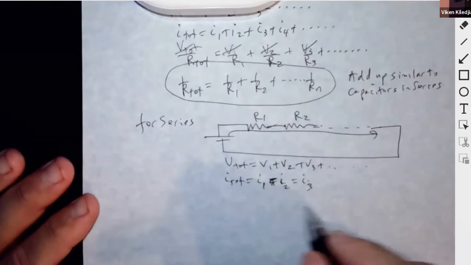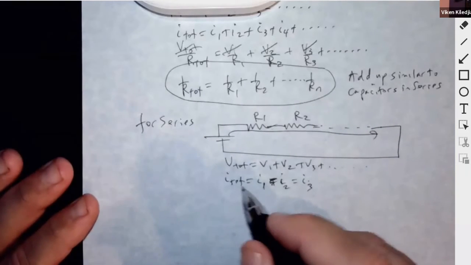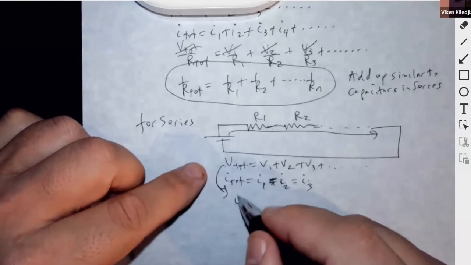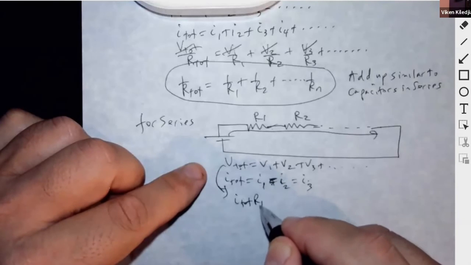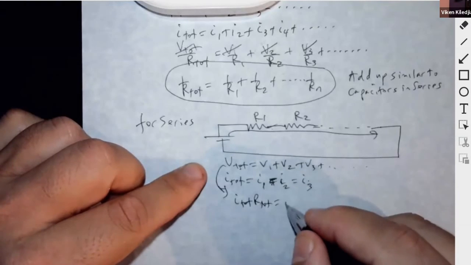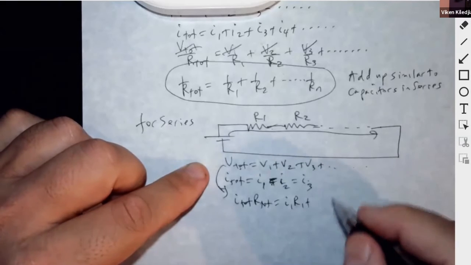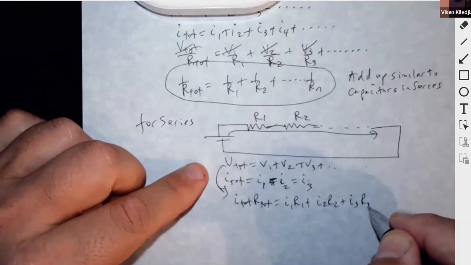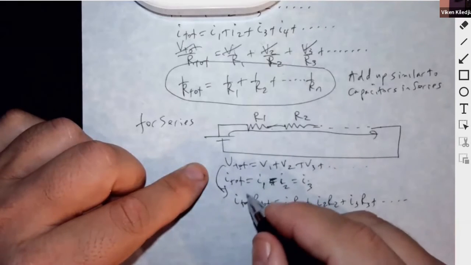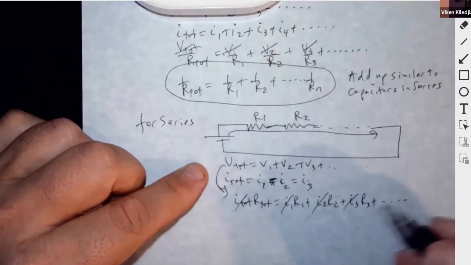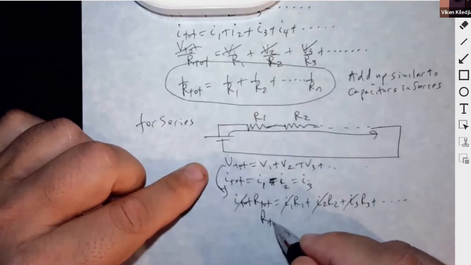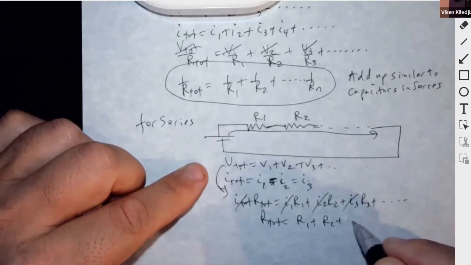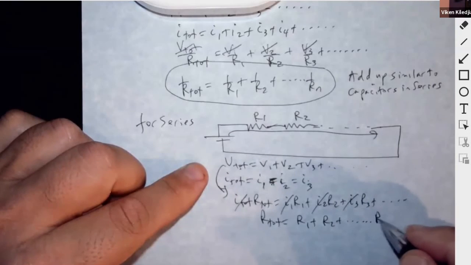Okay, and then you're gonna have here, we're gonna say V total is gonna be I total, R total. V1 is gonna be I1, R1. V2 is gonna be I2, R2. V3 is gonna be I3, R3, and then so on. And then the I will cancel. And then R total is gonna be R1 plus R2 plus R3. R total.